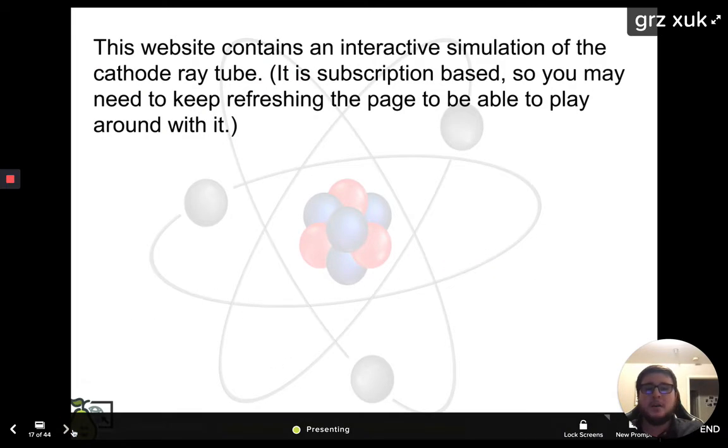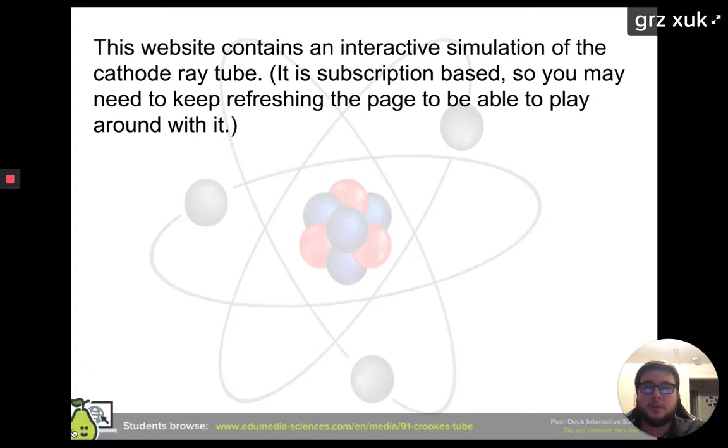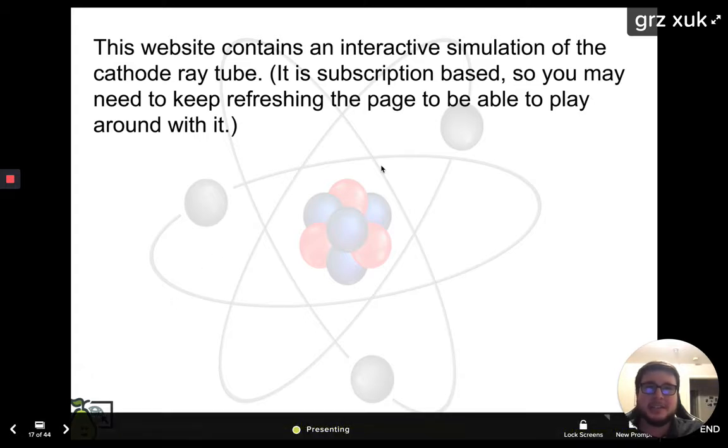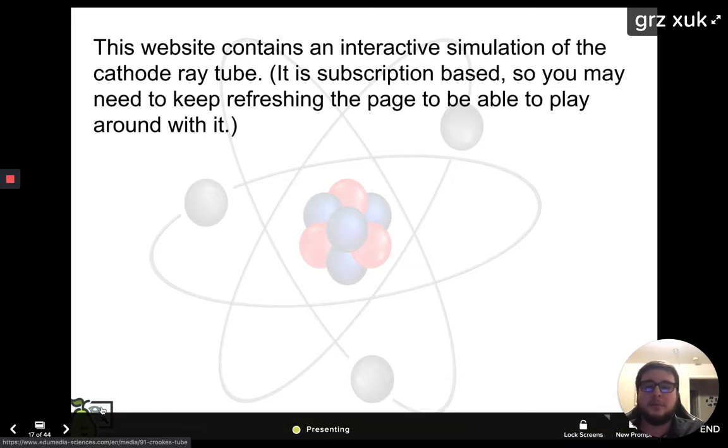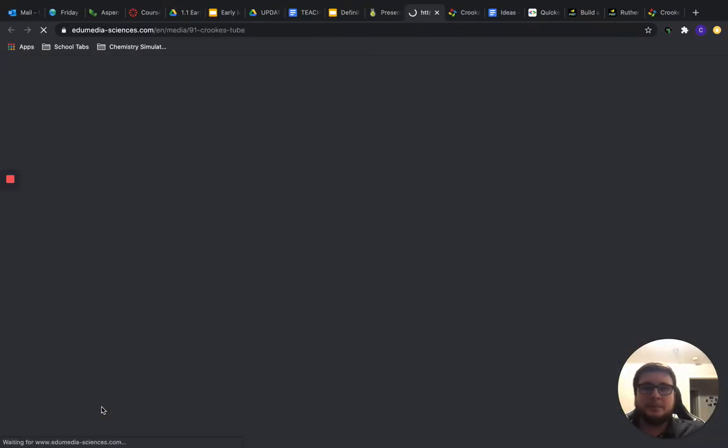Okay. Here's a website, and you can go to this on your device, but this website contains an interactive simulation of the cathode ray tube, and it's kind of janky a little bit because it's a subscription-based website, so it might flash up subscription required while you're playing with it, but you might just need to keep refreshing the page to be able to mess around with it. So let me show you what that looks like real quick.